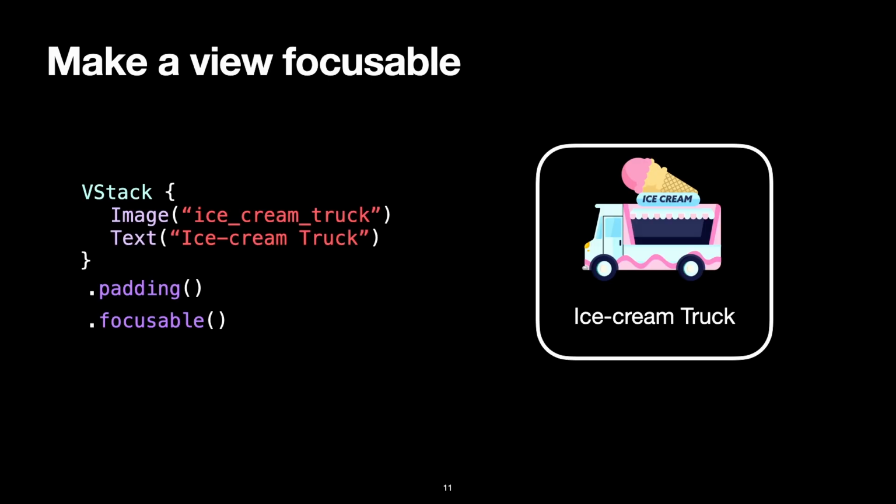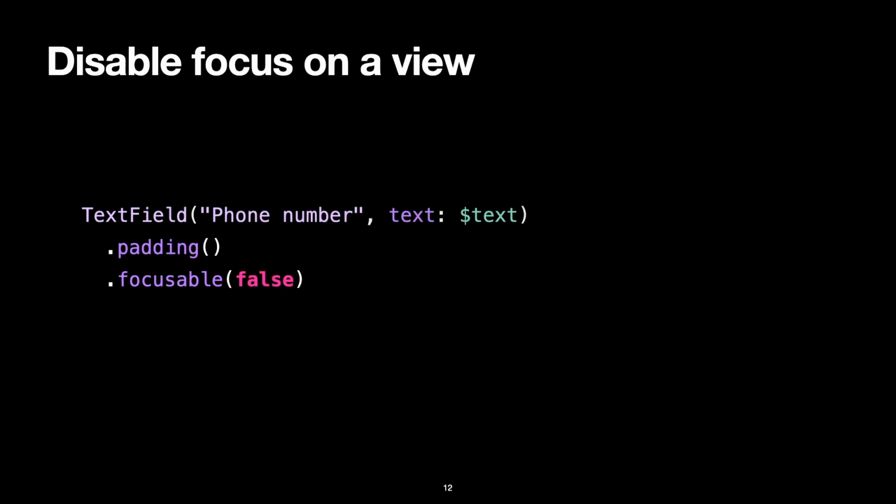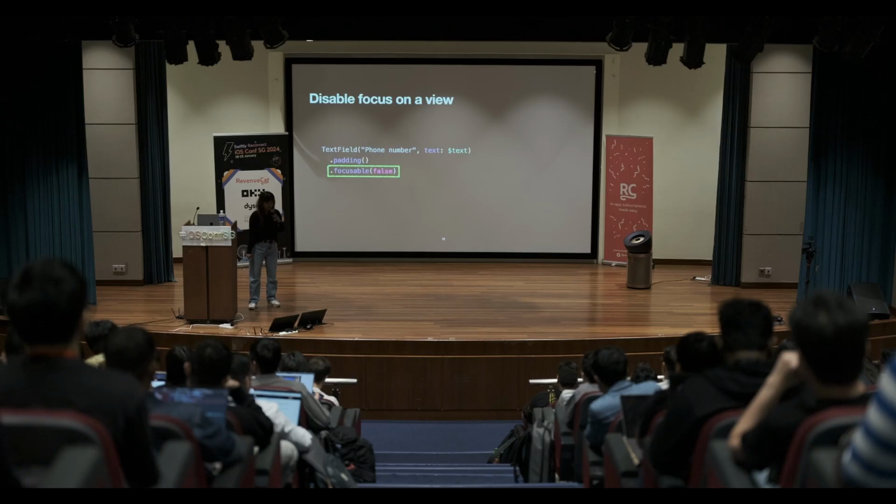How does that work? Looking at this view, beautiful: an image and text in a vertical stack. When I add this particular modifier, this view becomes focusable. I can use the exact same modifier with a false parameter to disable focus on a view. So for some reason, if I don't want this text field to receive focus, I can use this API to disable focus. I can pass in a condition and conditionally make it focusable, whatever I want.